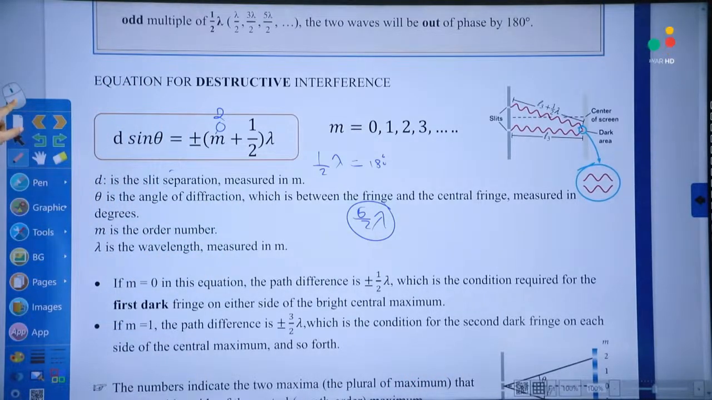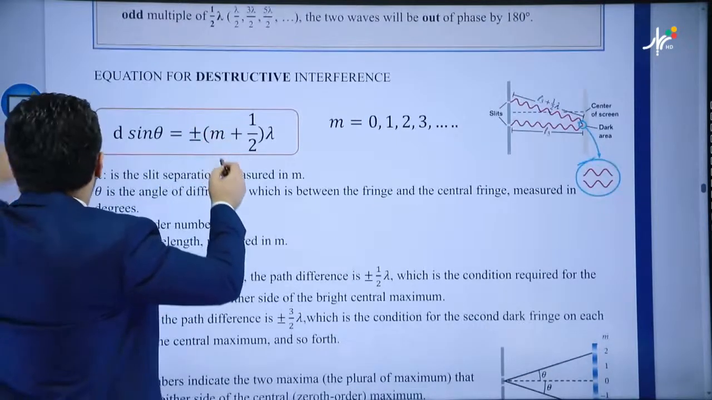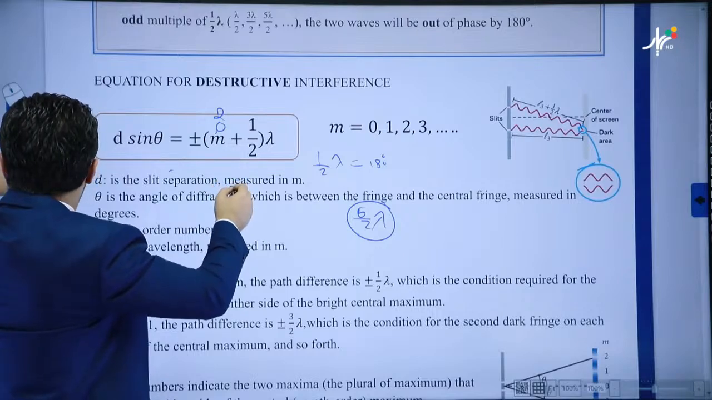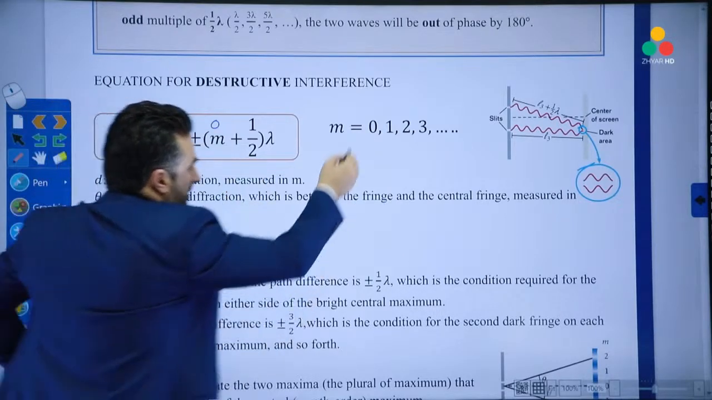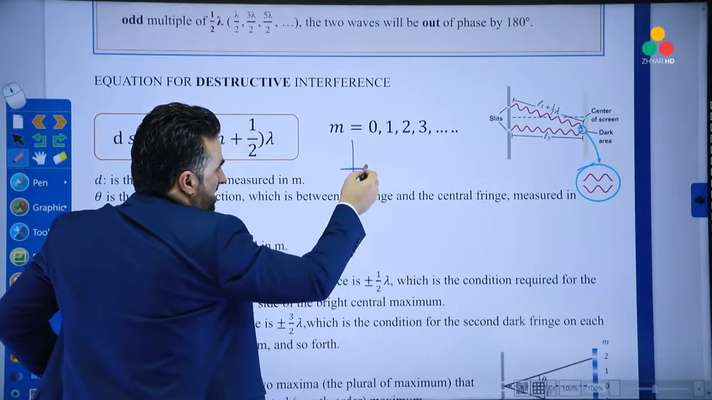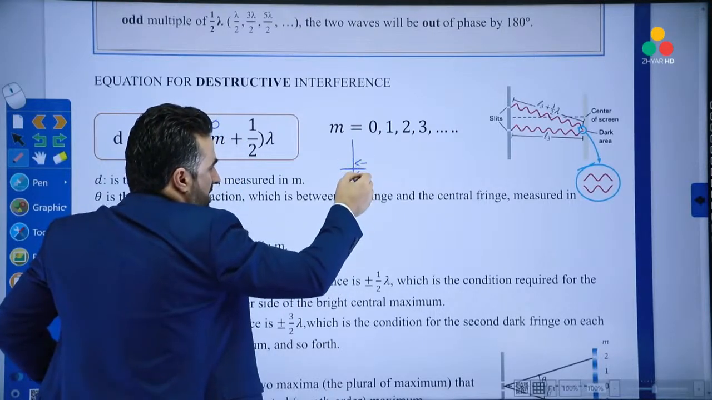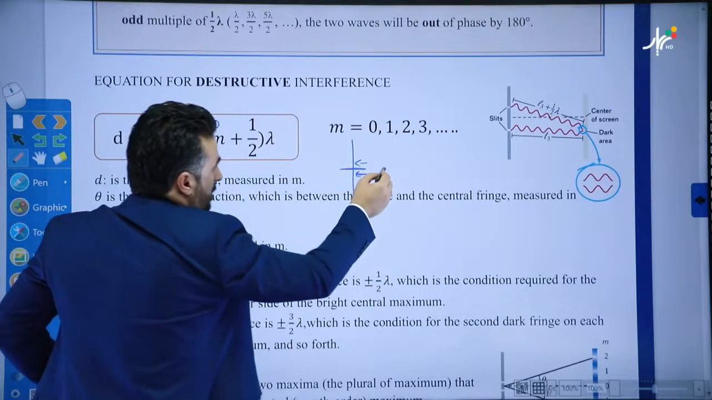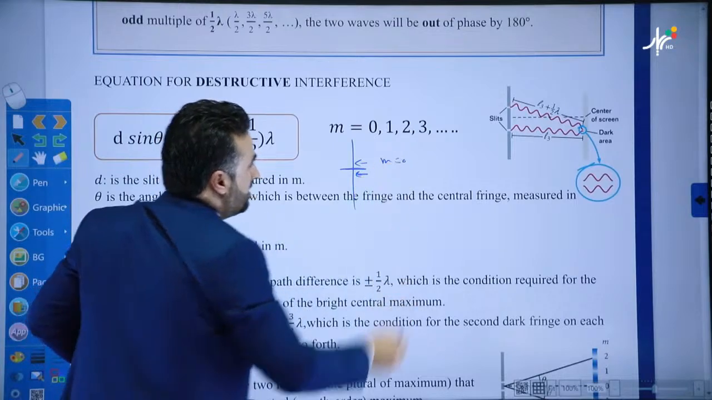But like I said, it's very important to know this. When m is 0, we get the first dark fringe here. So if this is the central bright one, here's the first dark one on one side and the first dark one on the other side. So if m is 0, we get the first one here. We can call it the first dark fringe when m is 0.